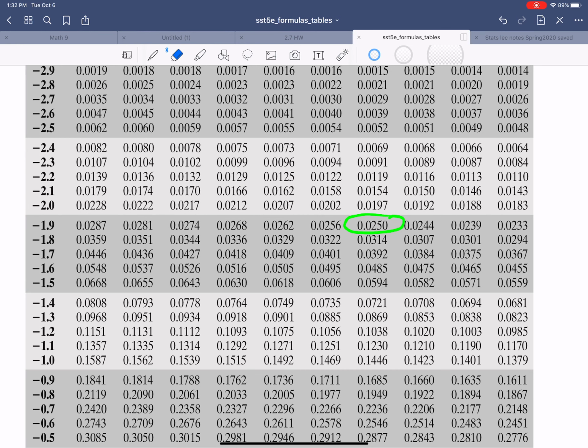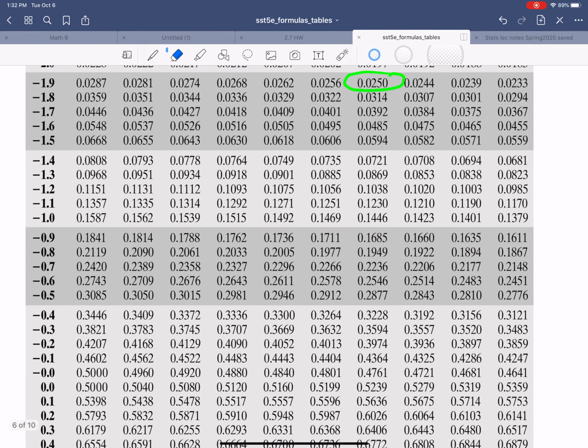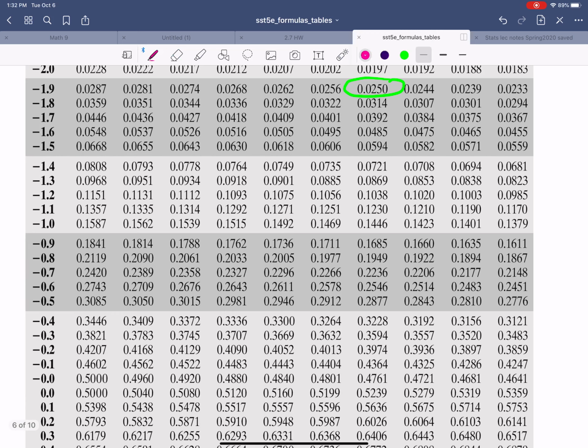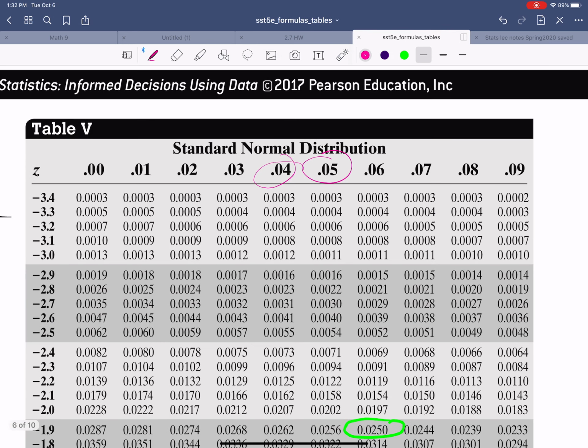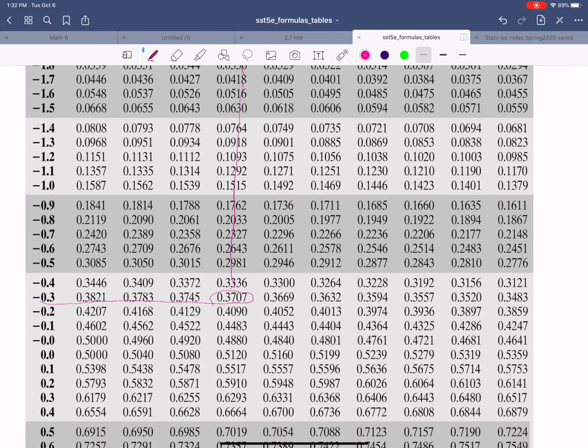So let's look at the table. Negative 0.3, and there we go. Negative 0.33 looks like 0.3707. Is that correct? 0.3707.